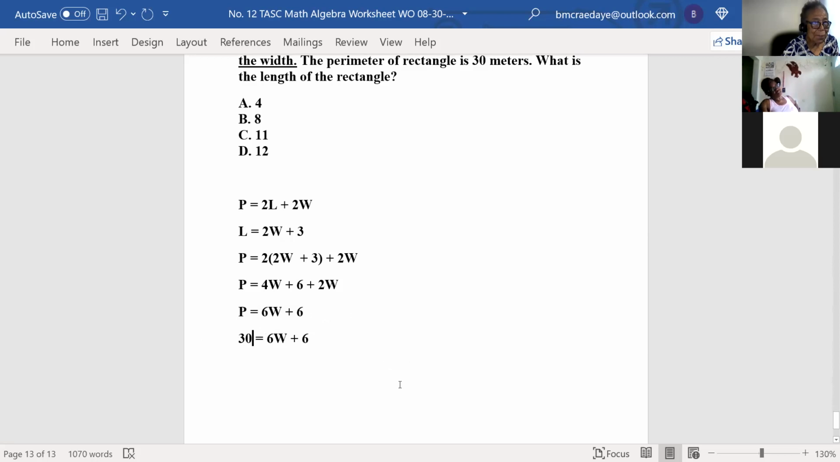2W plus 3 plus... So what do I do? I want to solve for W. What do I do first? So for W, what's the next step? We want to solve for W.